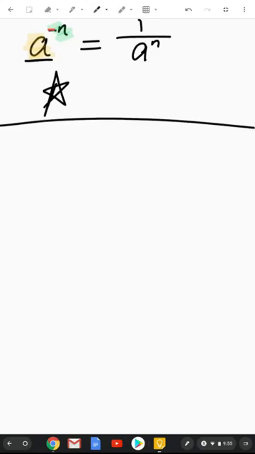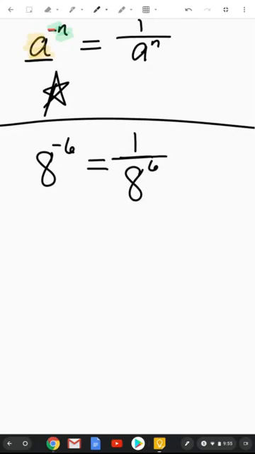So let's look at an example from all of the crazy things that I just said to you. Let's say that we have 8 to the negative 6th power. We know that the negative exponent means find the reciprocal, so that's 1 over 8. And then the 6 just hangs out with the 8 in the denominator. It is that easy, people. You just keep the exponent with the base under the denominator. And then 1 goes in the top of the fraction. That is how easy this is.